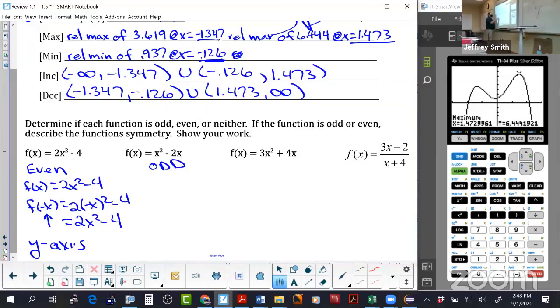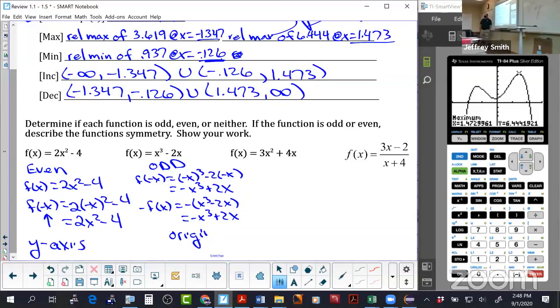This one's odd. So f of negative x is negative x to the third minus 2 times negative x. And we have to show that that's the same as negative f of x. So negative x to the third minus 2x. That one's symmetric over the origin.